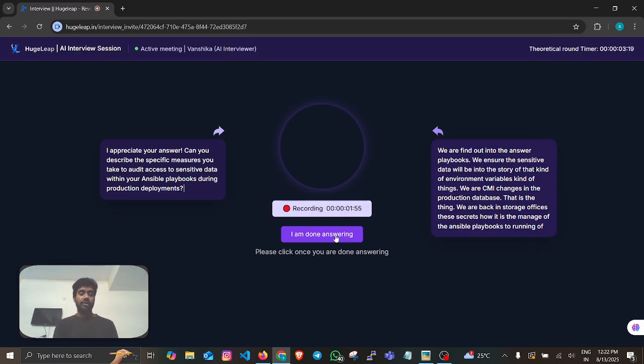Yes, auditing access to sensitive data means some kind of audits. For access to Ansible playbooks in the production environment, particular records are stored in some place for the audit. We capture what is happening in the environment. You would audit access to the sensitive data within the Ansible playbooks across the production deployment life cycle.